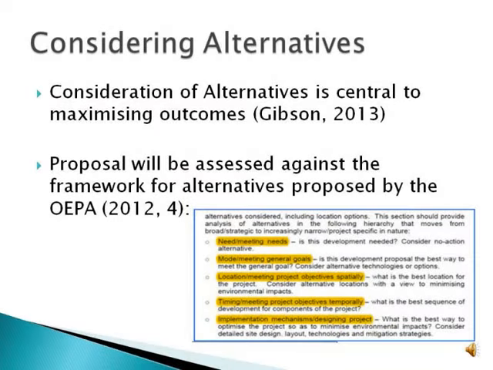Considering alternatives. According to Gibson, consideration of alternatives is central to maximizing sustainability outcomes. Our proposal will be assessed against the framework for alternatives proposed by the Office of the Environmental Protection Authority.